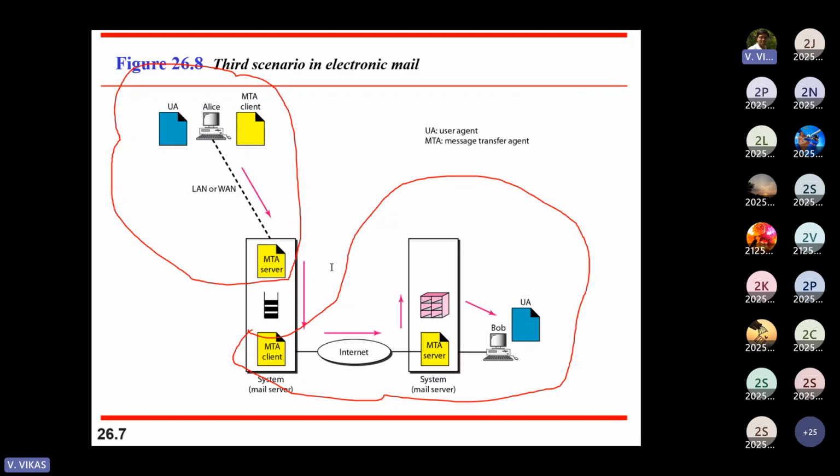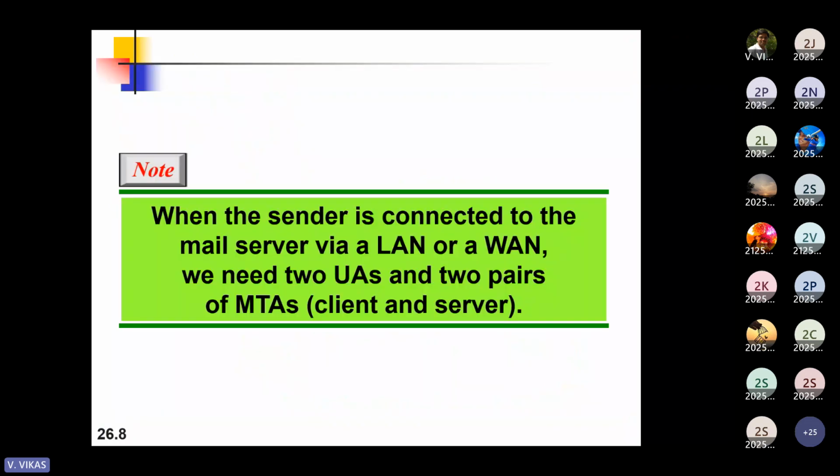The message transfer agent client will establish a connection with the MTA server on the system, which will be running all the time. Remember the point, all the time. The server is running all the time, right? And we will be able to send it to this particular place. From there, the process keeps on going the same as the second scenario. So in this case, we require two user agents and two pairs of MTA client server.